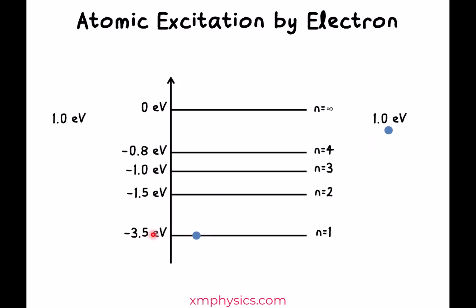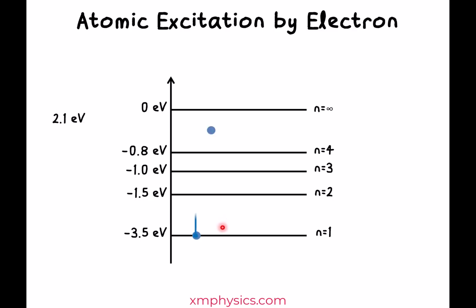Because the atom is currently at negative 3.5, and even the smallest jump to negative 1.5 requires energy of 2.0 electron volt. This electron has only 1 electron volt of Ke. This amount of energy cannot be absorbed by the atom because that will only bring it from negative 3.5 to negative 2.5. But negative 2.5 electron volts is not one of the allowed discrete energy levels. So we need the bombarding electrons to be more energetic. So let's say 2.1 electron volt.